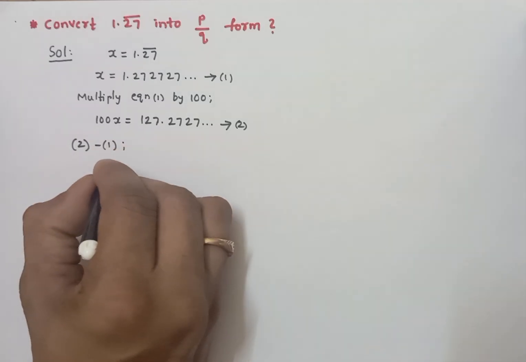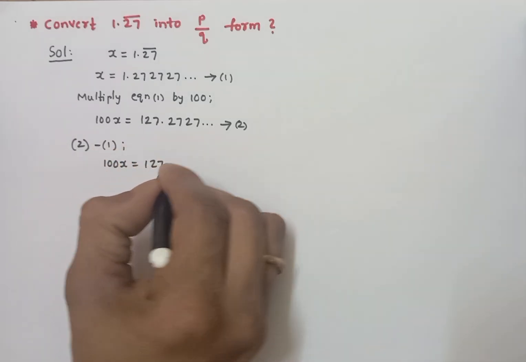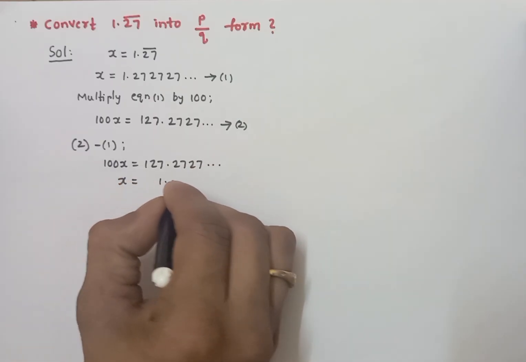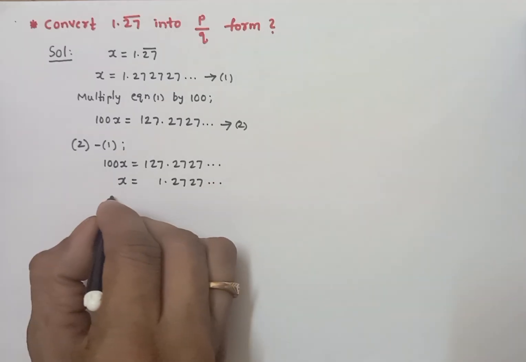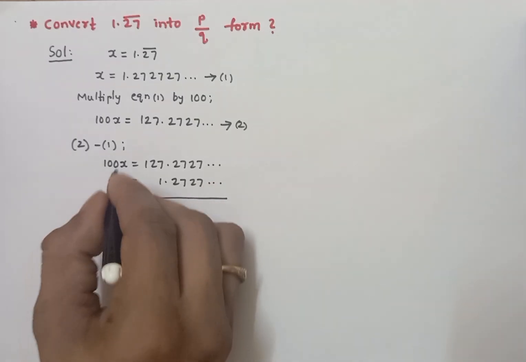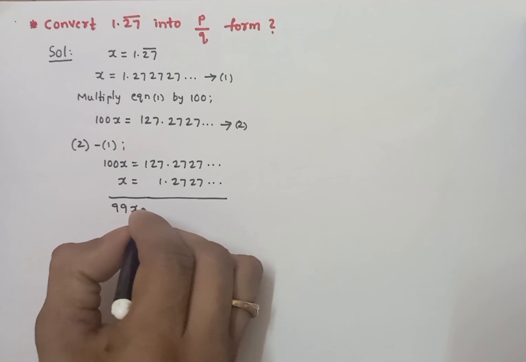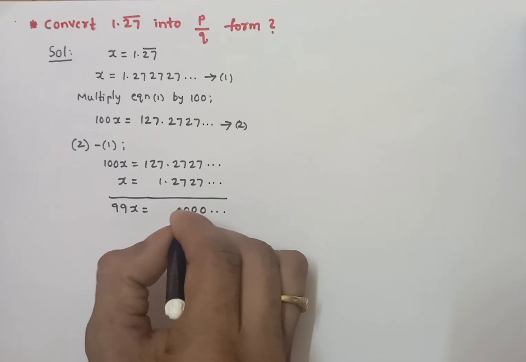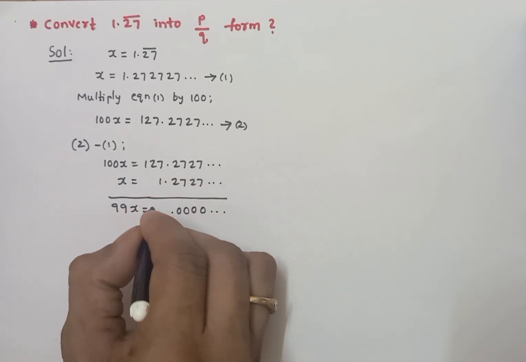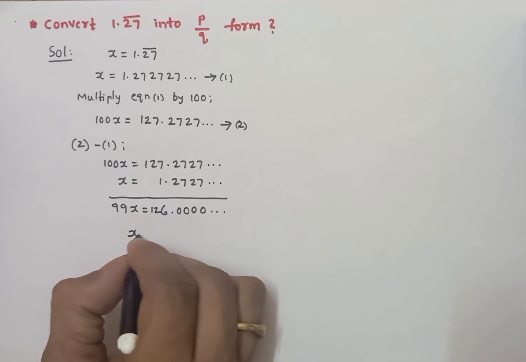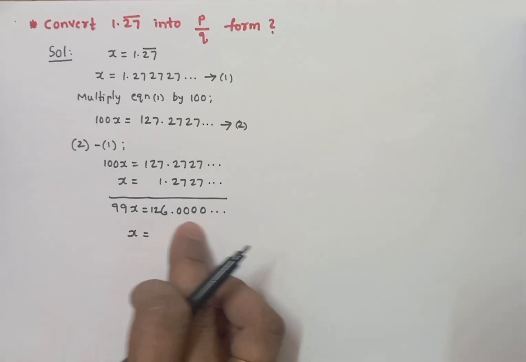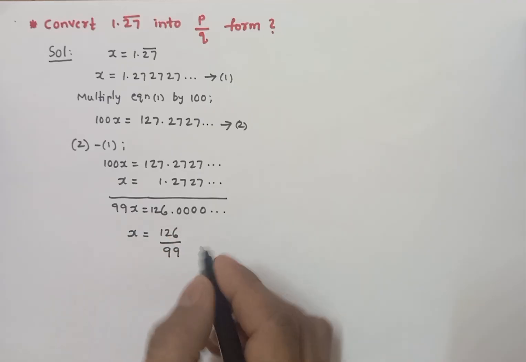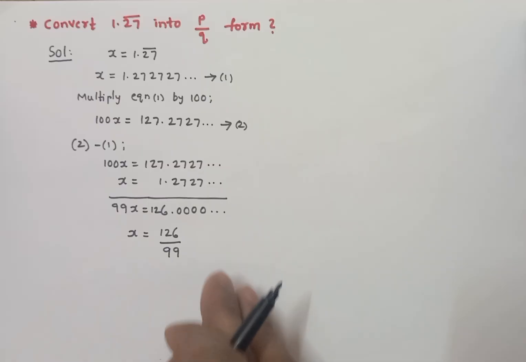Let us subtract the first equation from the second. 100x = 127.2727 and so on, and x = 1.2727 and so on. If we subtract, we get 99x equals, going from the right side, zeros, and 127 minus 1 gives 126. If we are having zeros after the decimal point, we can ignore them. So we are getting 126 divided by 99. If simplification is possible, you can simplify, otherwise you can leave it like that.